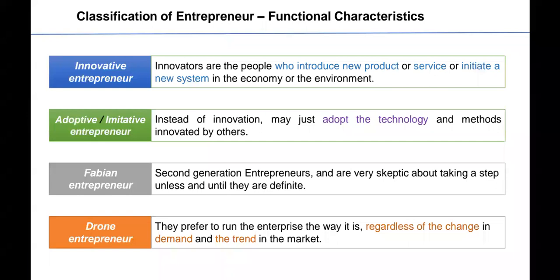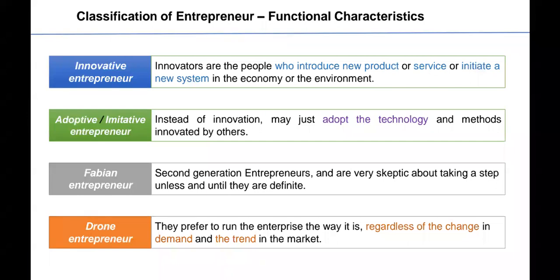Next, Fabian entrepreneurs are second generation entrepreneurs and are very skeptical about taking a step unless and until they are definite. Here the word skeptic means they are very cautious while taking a decision. They will not take any step unless they are very definite, very sure. They will do a lot of due diligence and study a lot. Then when they are pretty sure, 100%, these entrepreneurs take the decision.